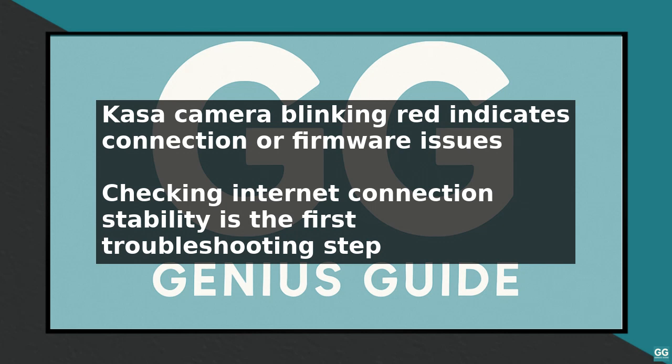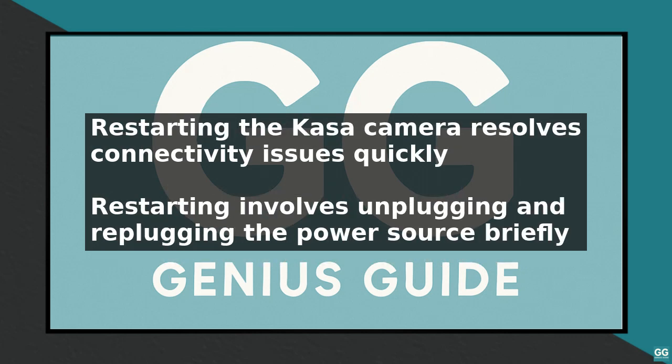Next, restart your Kasa camera by unplugging it from the power source, waiting for a few seconds, and then plugging it back in. This simple step can often resolve connectivity issues and stop the red blinking light.